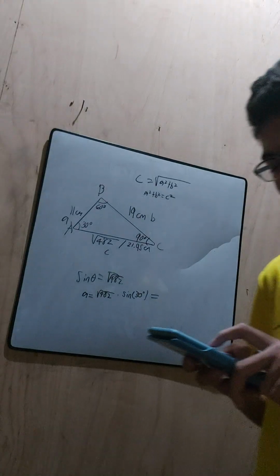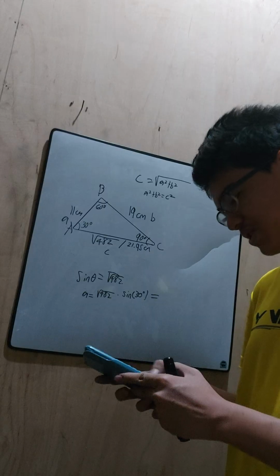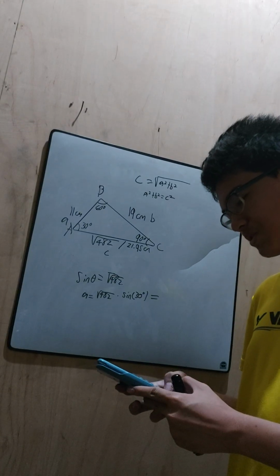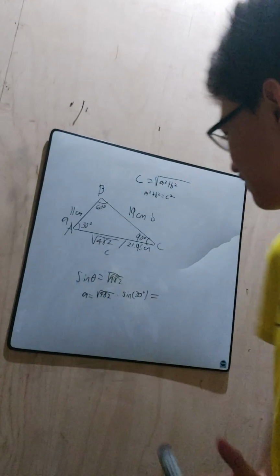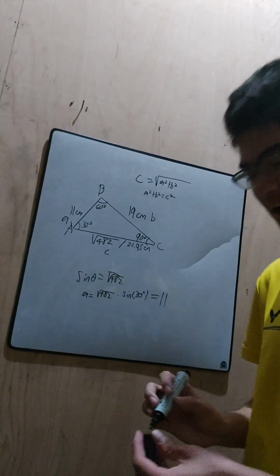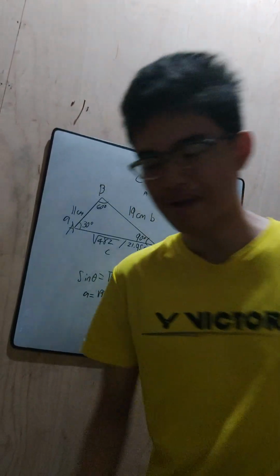Let's just quickly go back. Okay, storing my answer. The square root of 482 multiplied by the sine answer goes all the way back to 11.